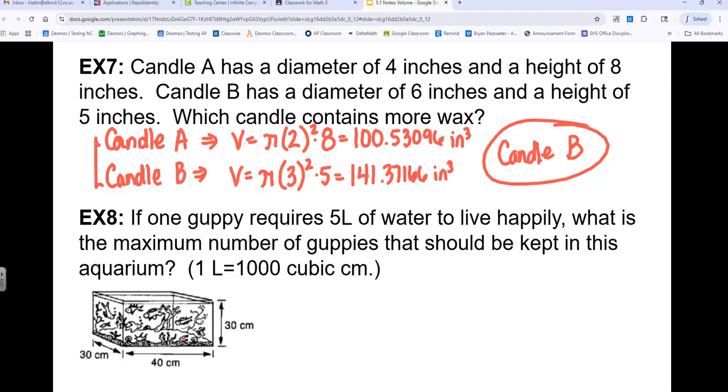Caden, how do we find the volume for number 8? Good. And so that's going to be 30 times 40 times 30 here. And that is going to give you 36,000, I believe. Now, nobody that whenever I walked around was putting units with this. That is centimeters cubed. That is important in this problem, because they tell us how many liters a guppy needs. We do not have 36,000 liters in this tank.